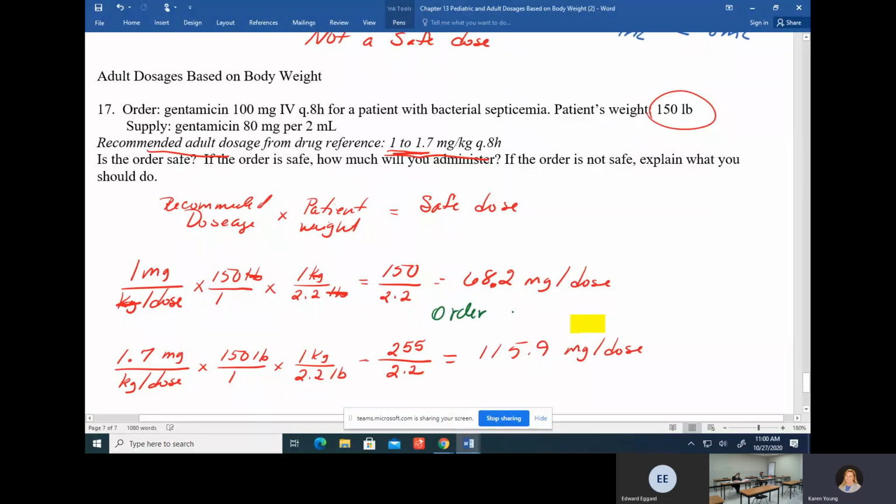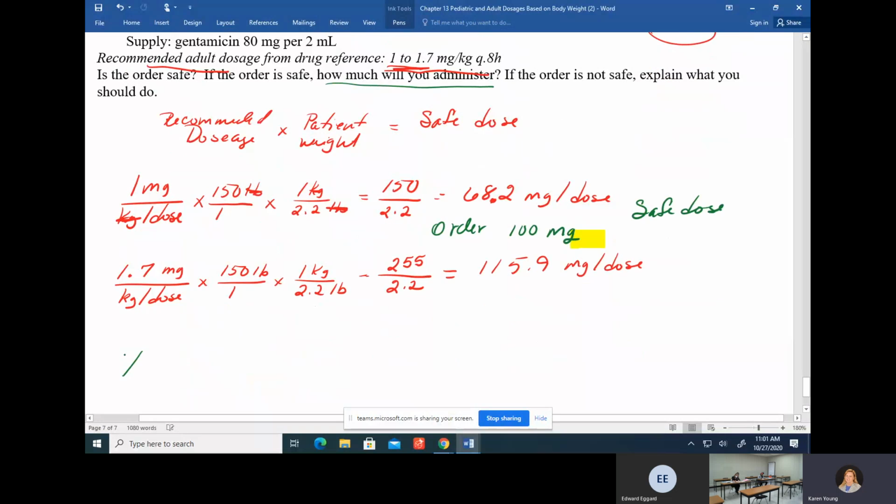So my order is for 100 milligrams. Is this dose safe? Yes, because the 100 falls between the minimum and the maximum. Greater than the minimum, less than the maximum. So this is a safe dose. And then it says, is the order safe? If the order is safe, how much will you administer?